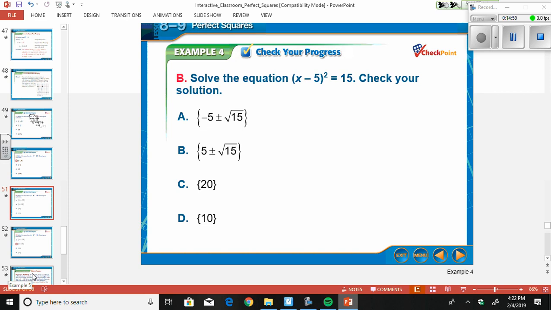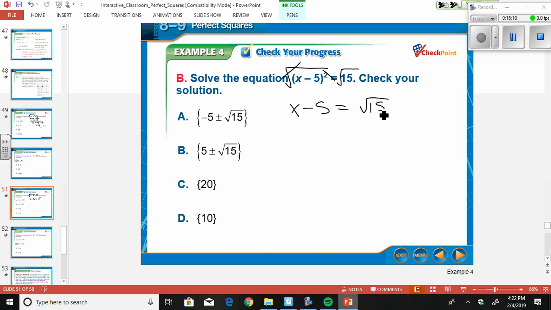Solve the equation x minus 5 squared. The opposite of squaring is the square root. We have x minus 5 is equal to the square root of 15. There is no perfect square within 15. So we just add 5 over, and we can leave it as x is equal to 5 plus or minus the square root of 15. So B.